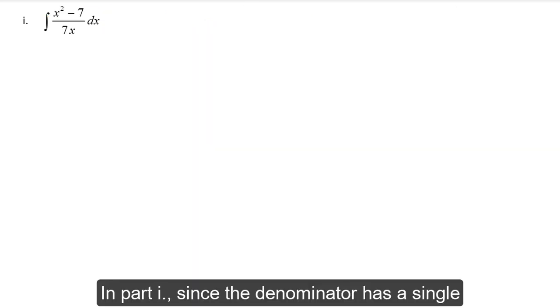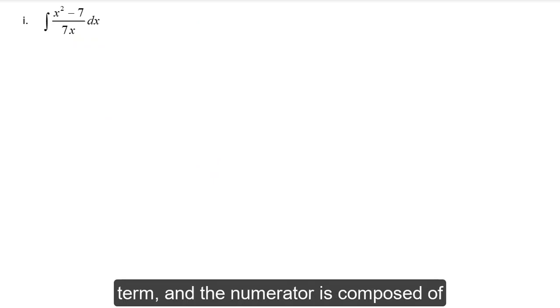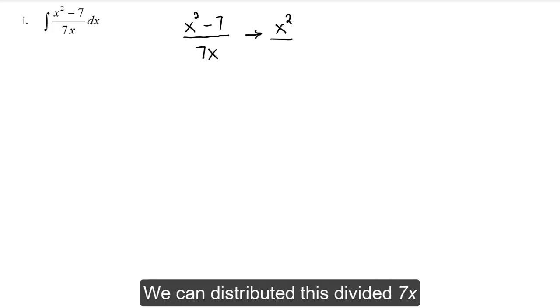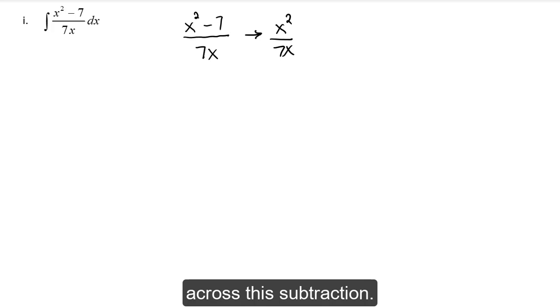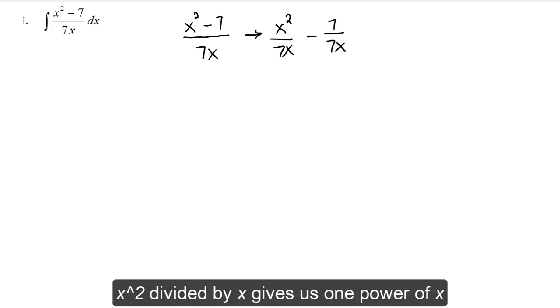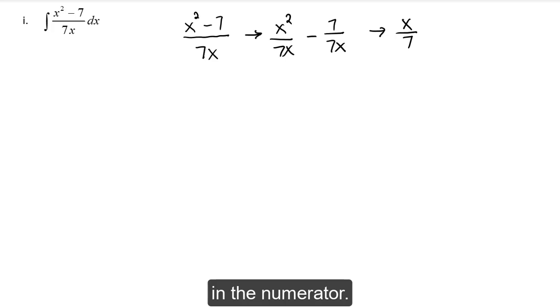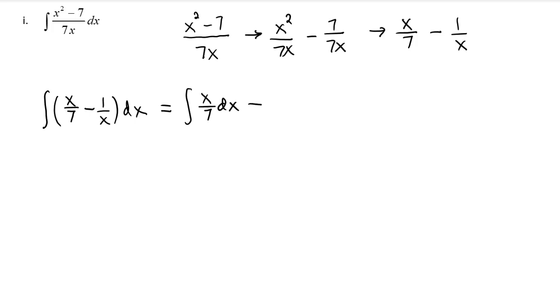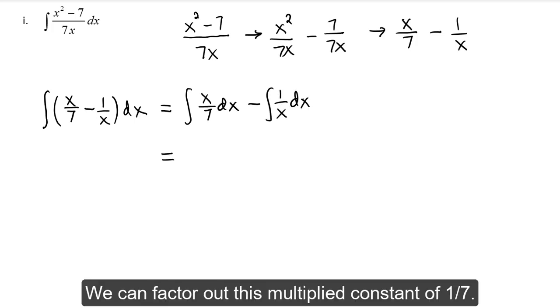In part I, since the denominator has a single term and the numerator is composed of a difference, do a little bit of preliminary algebra work. We can distribute this divided 7x across this subtraction. X squared divided by x gives us 1 power of x in the numerator. These 7's divide to 1. It's a difference, so we can form 2 integrals. We can factor out this multiplied constant of 1/7.